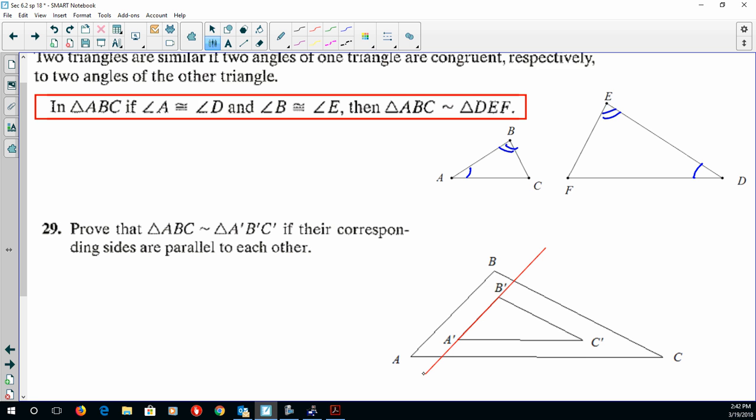Okay, so those two things are parallel. So AB and A prime B prime are parallel. That means this angle and this angle are congruent, corresponding angles formed when two parallel lines are cut by a transversal are congruent. Similarly, BC and B prime C prime are parallel lines, and they're cut by this red transversal. So this angle and that angle are congruent. So the angle B and the angle B prime are congruent.